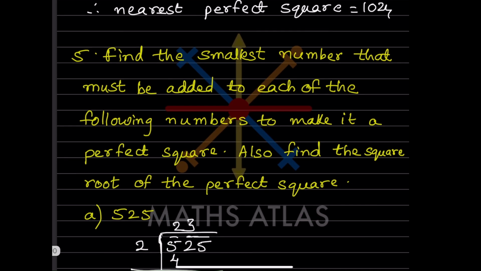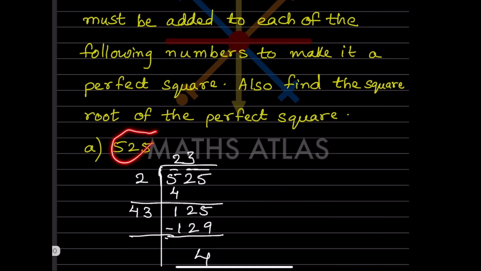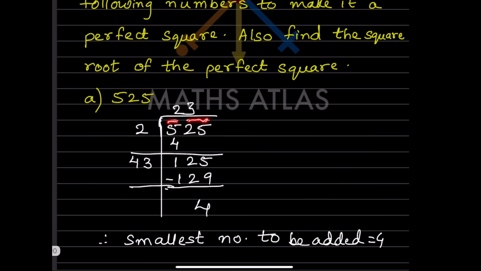Find the smallest number that must be added to each of the following numbers to make it a perfect square. Also find the square root of the perfect square. So now this one is given 525. So we'll again do with the help of this long division. 2 2s are 4. Remainder is 1. So 2 plus 2 is 4. So now this 1 is a smaller number. So we'll take this 25 down.